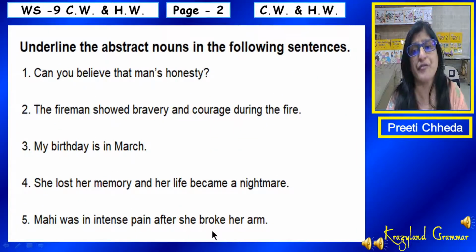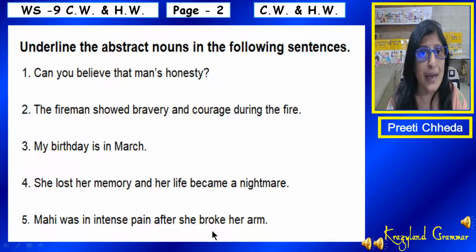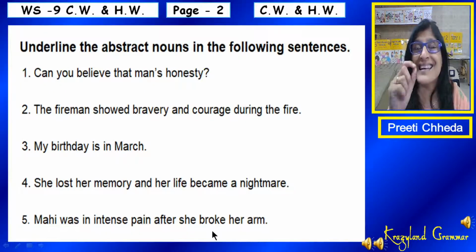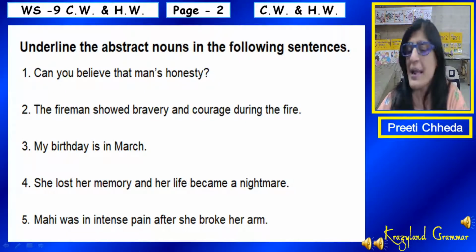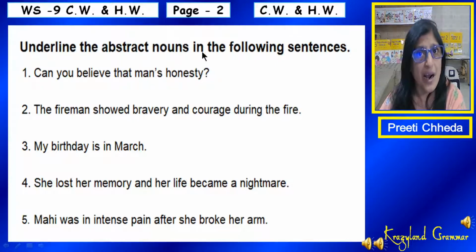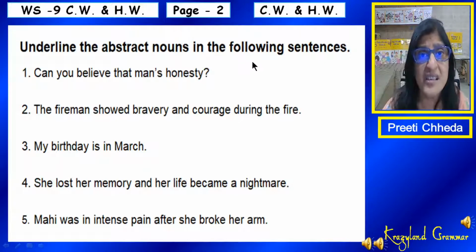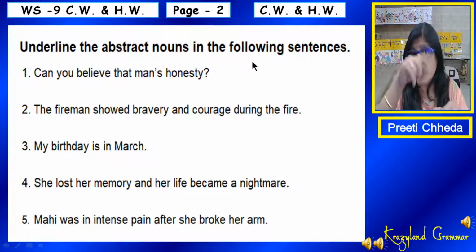This is what you have to do. But before you do that, you have to read the instruction carefully. Let us read the instruction. Underline the abstract nouns in the following sentences. Now, what you have to do here, you don't have to circle.